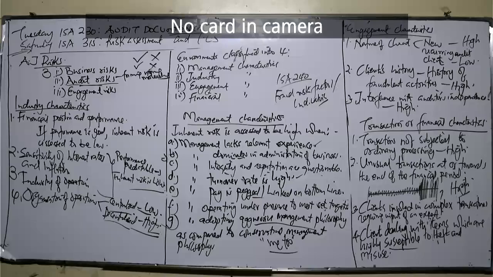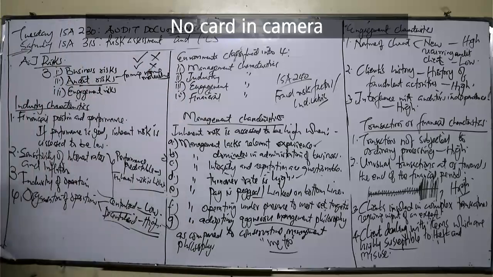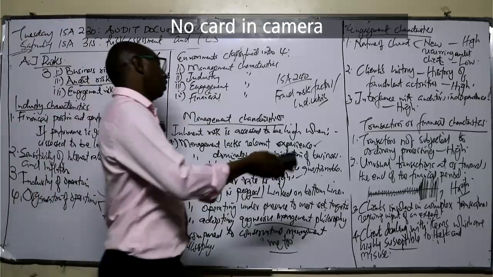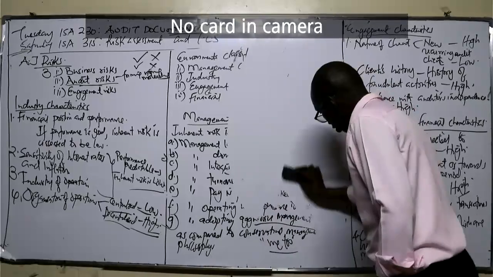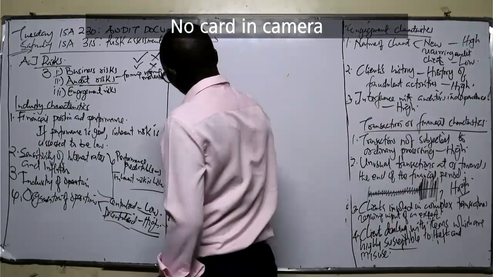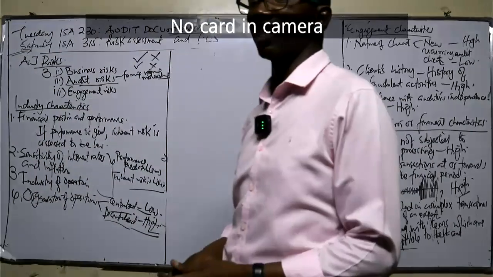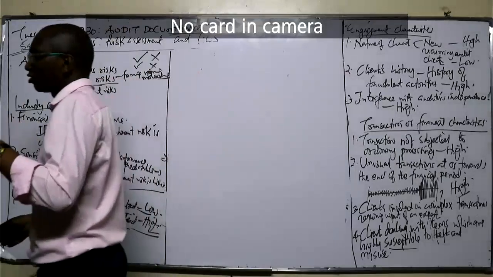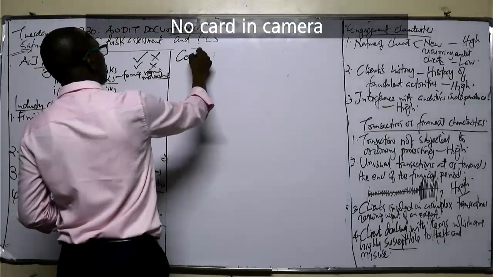All right, let's look at what else now. Control risk. We are discussing the three components of audit risk. Number one was inherent risk. Now we look at control risk. So you've seen those questions in the past papers. Although they don't ask so much, they just want you to define what's inherent risk, what's control risk, what detection risk.